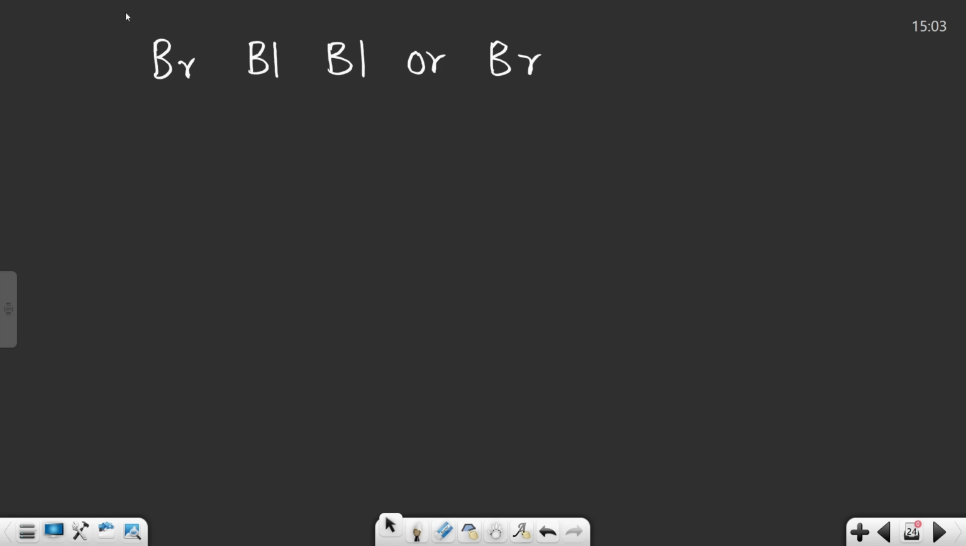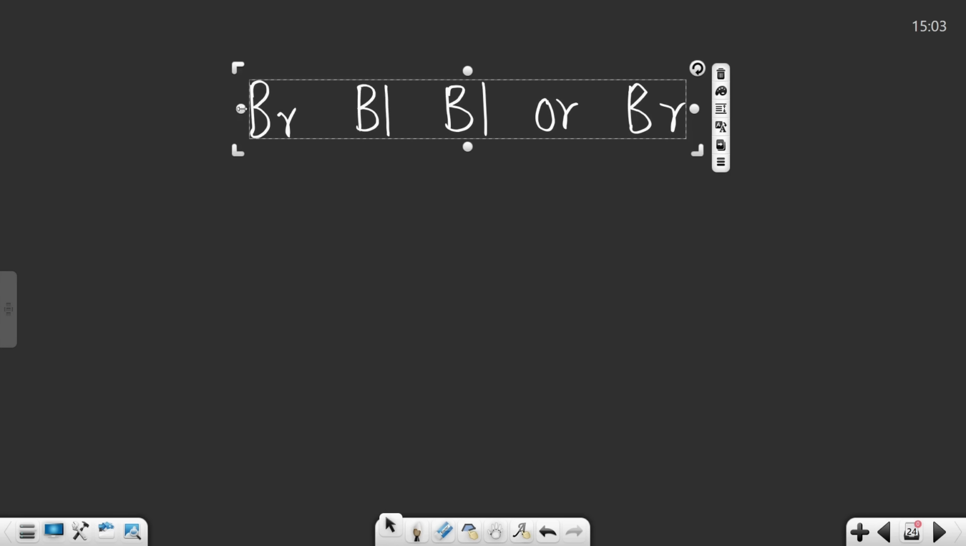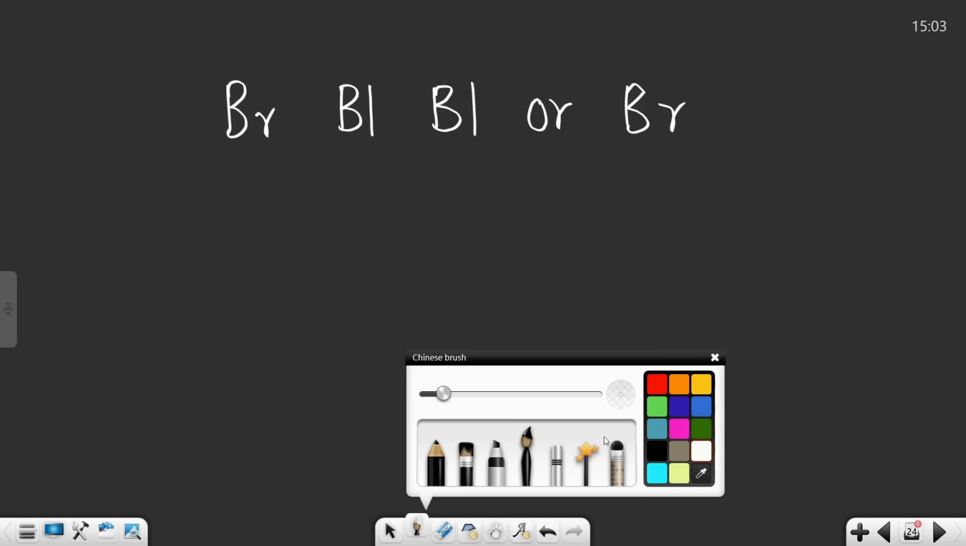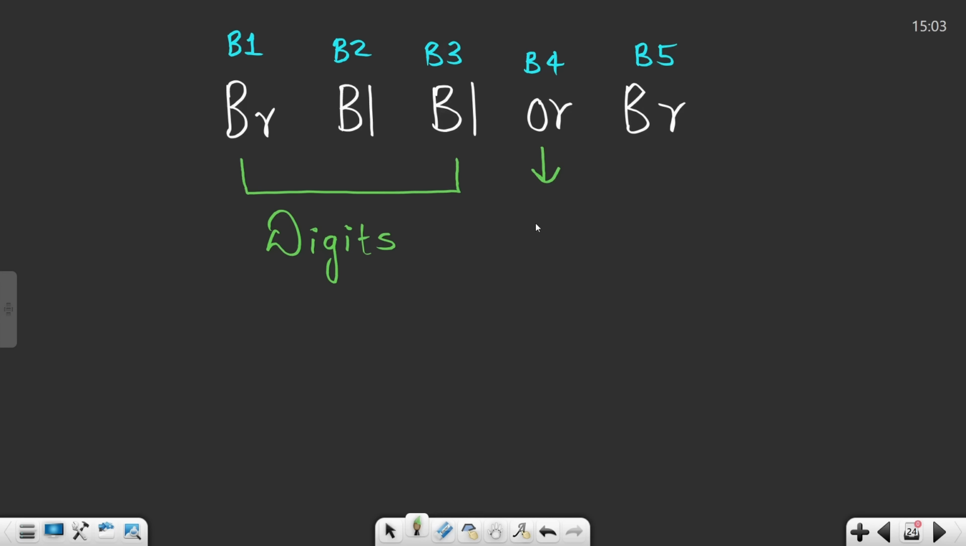And by the way, this is the 5-band resistor. There is one hint from me. Let me just make it a little bigger. Yeah. So this is the 5-band resistor. This is the most important thing. Band 1, band 2, band 3, band 4, and this is band 5. So in a 5-band resistor, the first 3 bands are reserved for digits. The 4th band is termed the multiplier. And the 5th one, obviously, is tolerance.